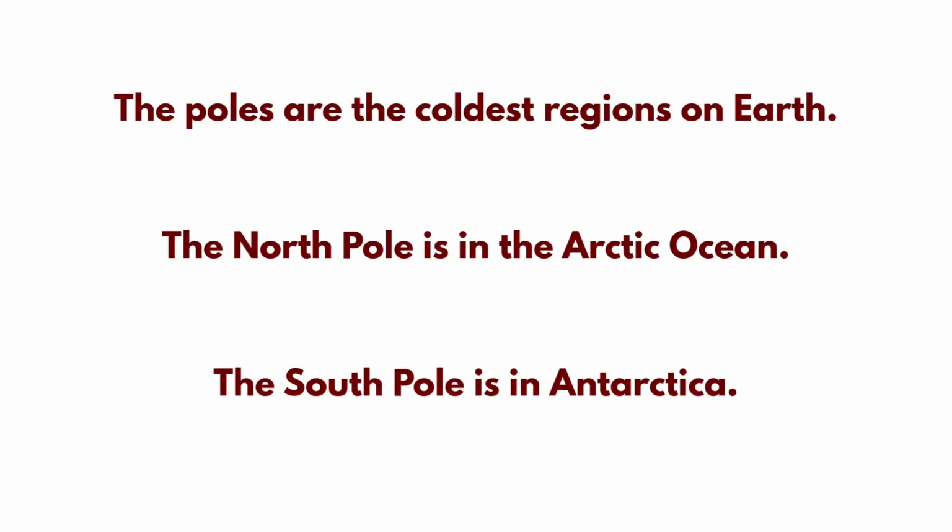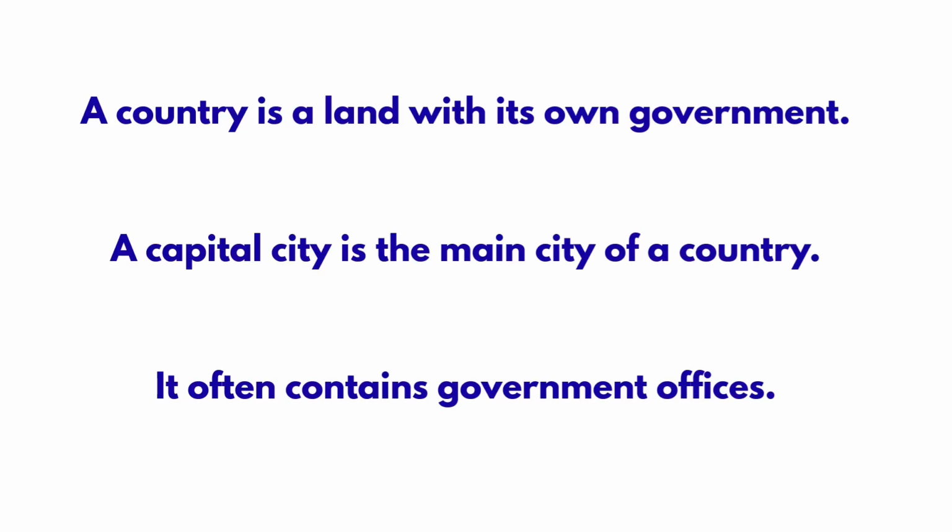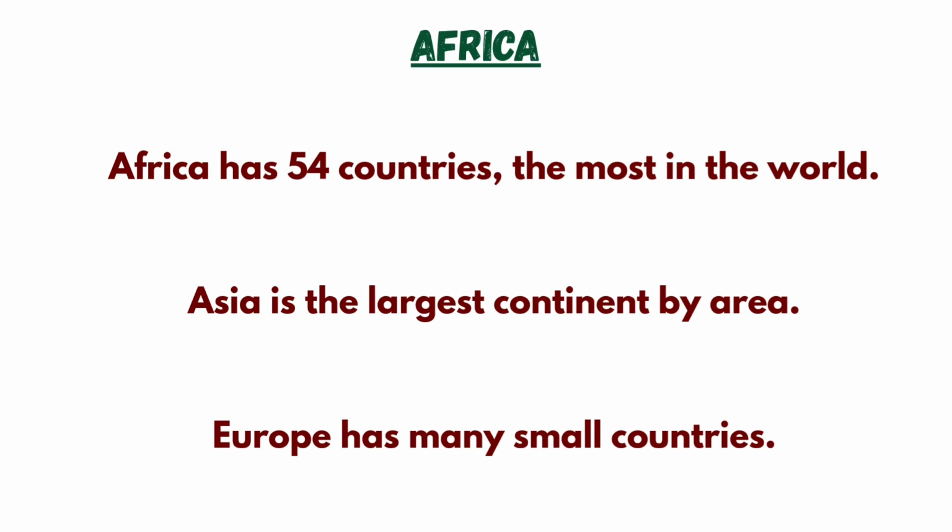So now the poles are the coldest regions on the earth. North Pole is in the Arctic Ocean and South Pole is in the Antarctica. What is a country? A country is a land with its own government. A capital city is the main city of a country, so it contains government offices. In Africa, there are 54 countries, the most in the world. So Asia is the largest continent by area, and Europe has many small countries.